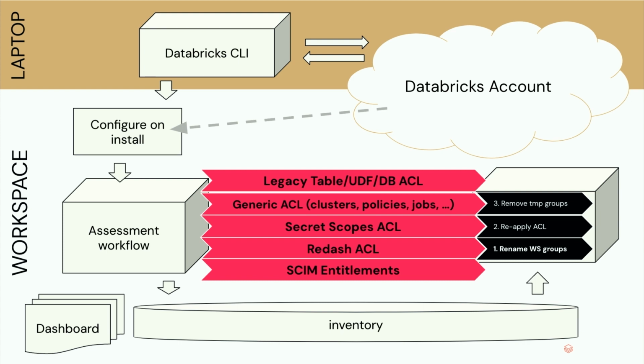Then, after we collected all permissions, we have to rename all the workspace level groups to a temporary prefix, then add account level groups to the workspace, and assign all permissions that previously belonged to the corresponding workspace level groups with the same name. And after that, we remove the previous workspace level group.